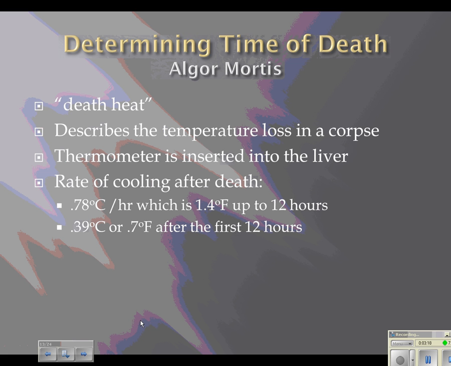Algor mortis is referred to as death heat, and it describes the temperature loss of a corpse. A thermometer is inserted into the liver to take that temperature, and then we look at the rate of cooling. We know that the body is going to cool at a rate of 1.4 degrees Fahrenheit in the first 12 hours, and then it's going to cool 0.7 degrees after those first 12 hours. So it's until it reaches ambient temperature, which means the temperature of its surroundings.